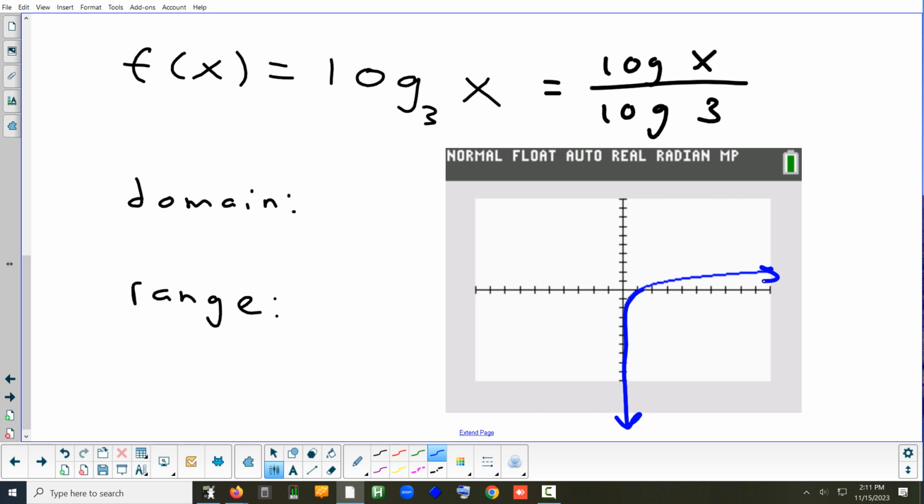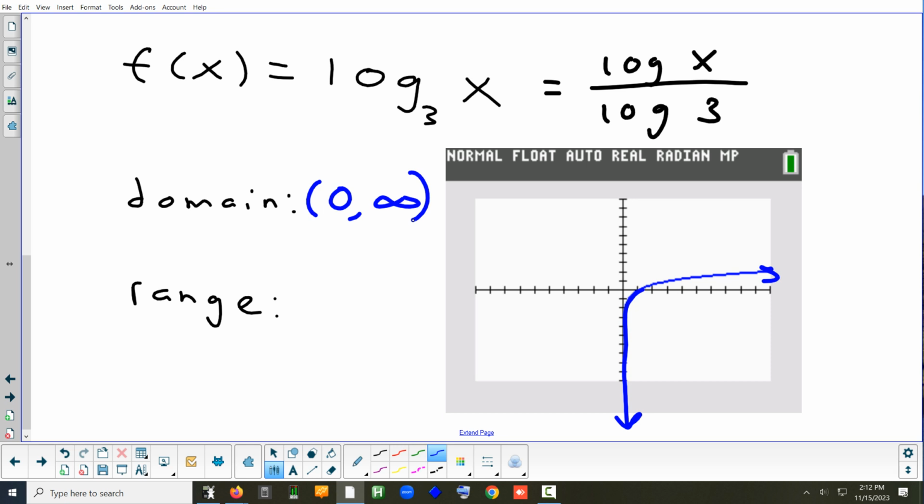Okay, so let's look at the domain. How far to the left does the graph go? Anything greater than 0. So does it reach 0? No, doesn't reach it. And how far to the right is it going to go? Infinite. That's the domain. Yep. And how about the range?